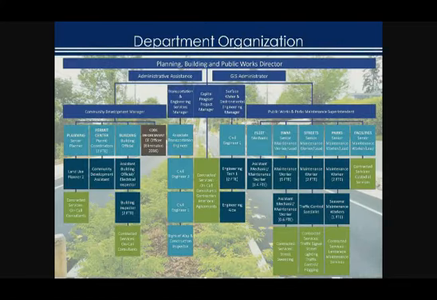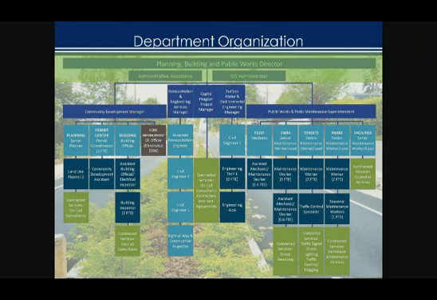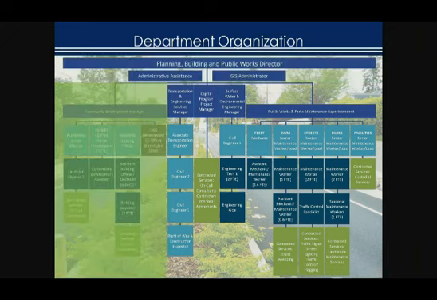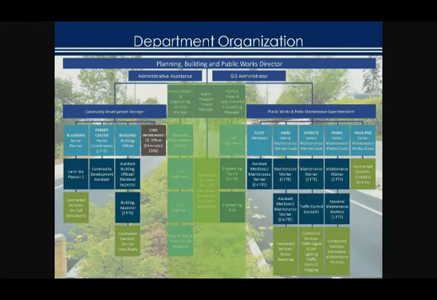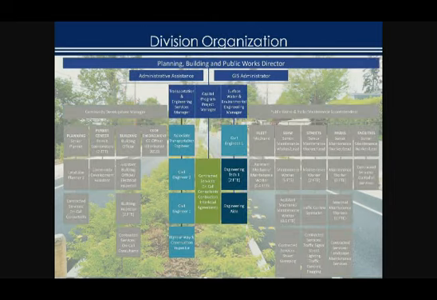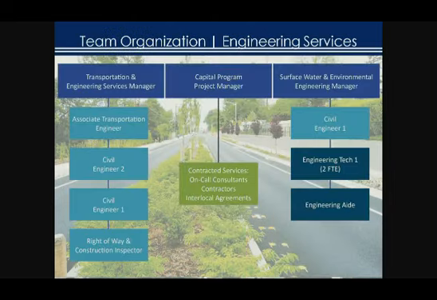Again, here's the depiction of the org chart, and just to quickly go through this. We've got four divisions: our administration division, community development, our public works and park maintenance, and then what I'm going to be talking about the next few slides is our engineering services division.